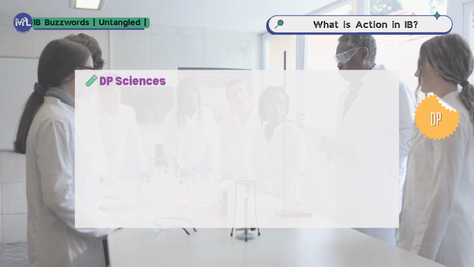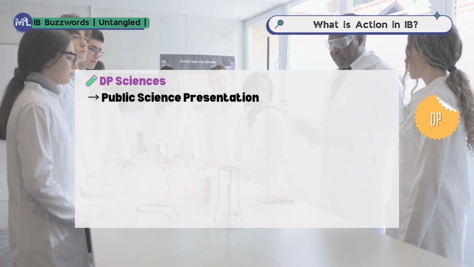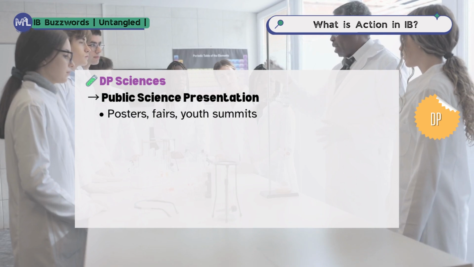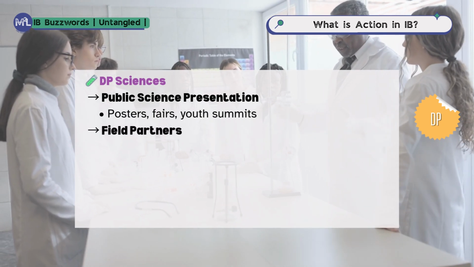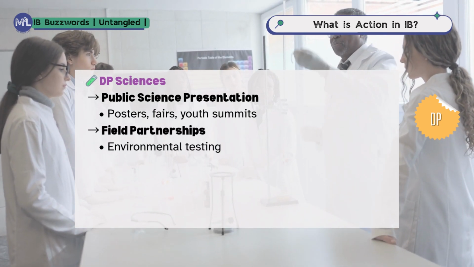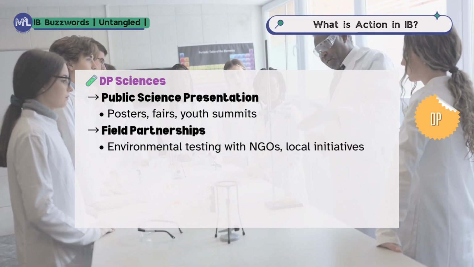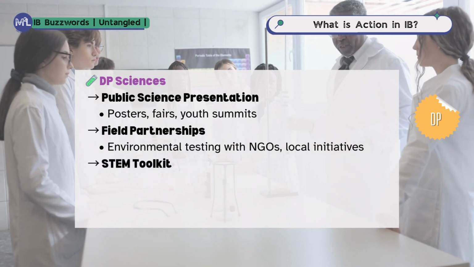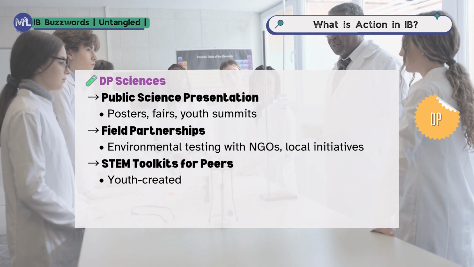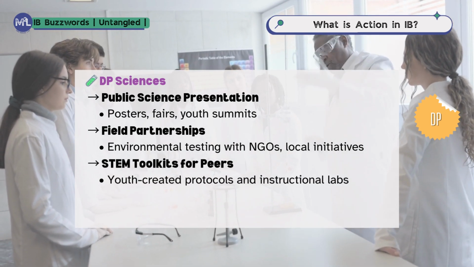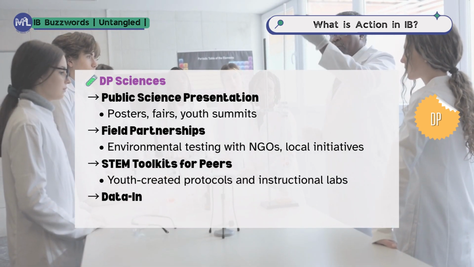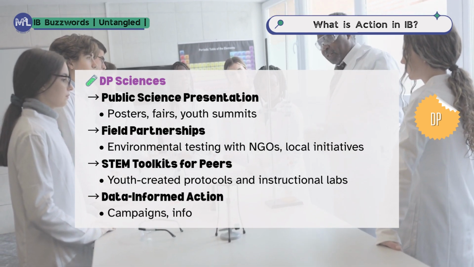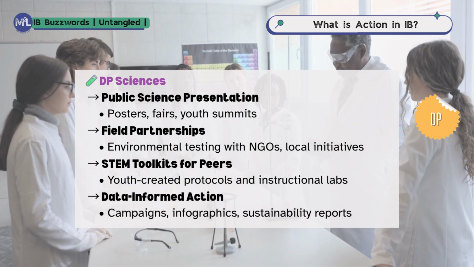In DP Sciences, students might design scientific posters and present them at youth conferences or public showcases, collaborate with environmental NGOs on local field studies, or even develop lab protocols or STEM toolkits for younger students. Or it could look like creating sustainability awareness campaigns using scientific data.